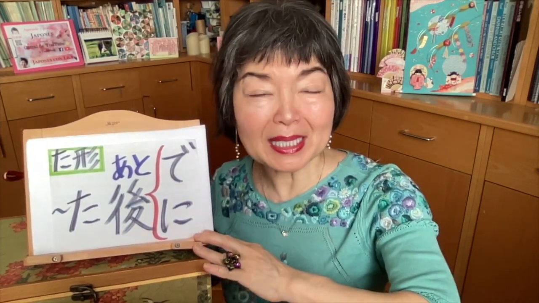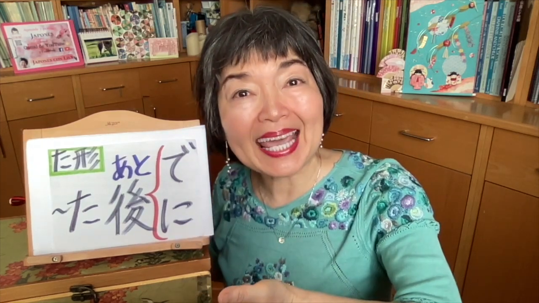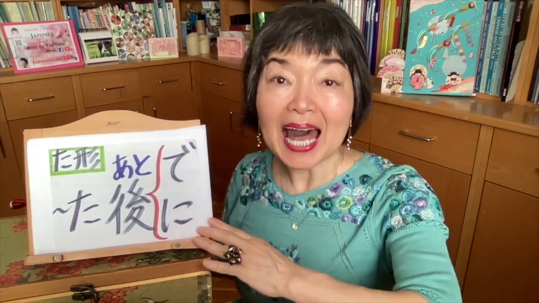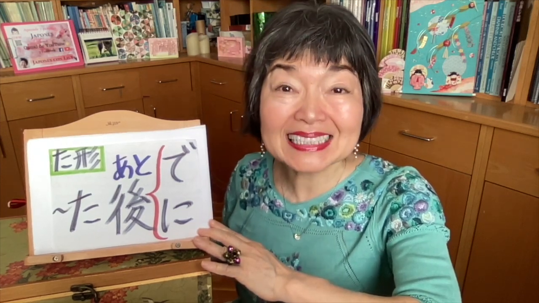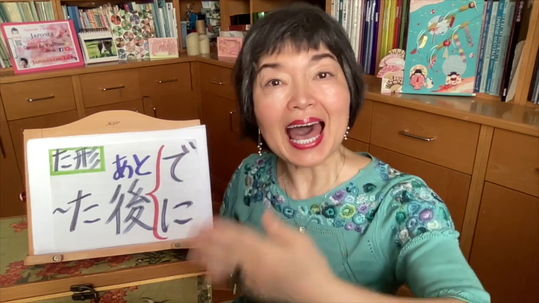Today, grammar video number 93, we're going to learn た後で and た後に. In grammar video number 88, we learned how to form the た form. So we are going to use this た form of the verb with た後で and た後に. This expression's translation is: after having done one thing, then I'm going to do the other thing.